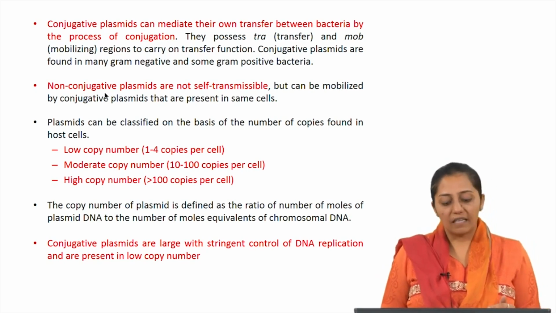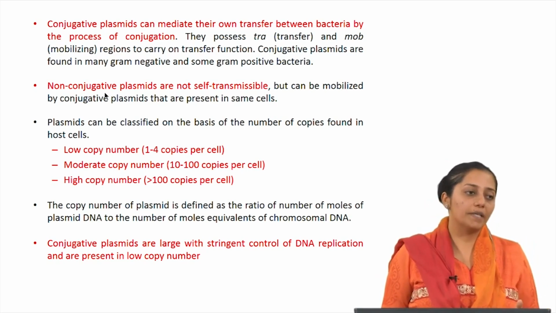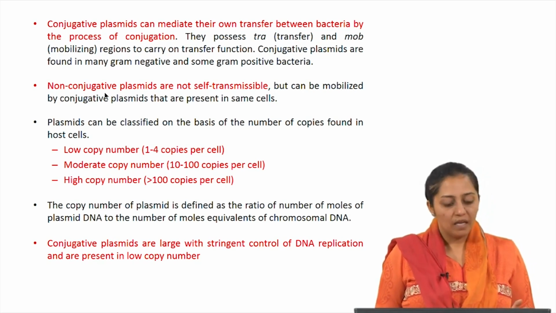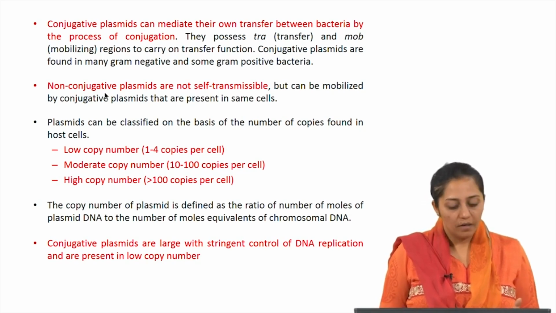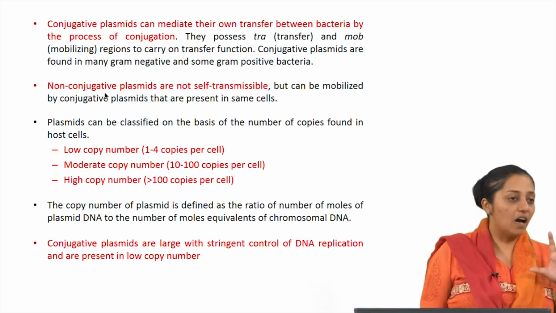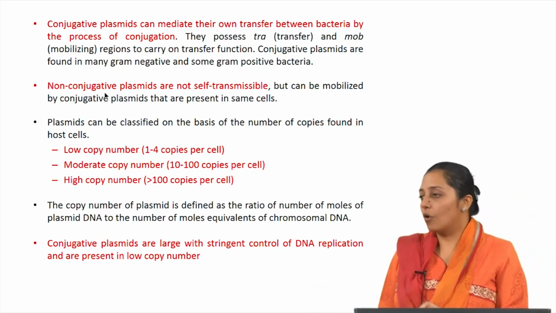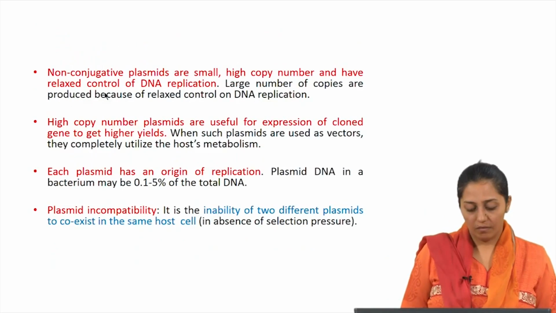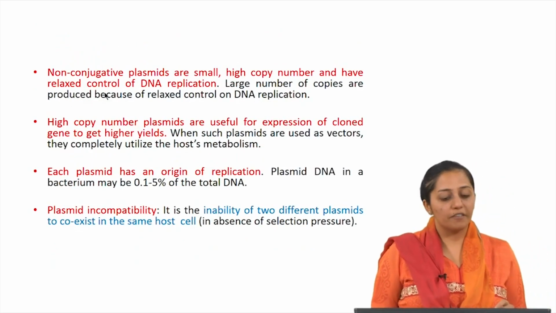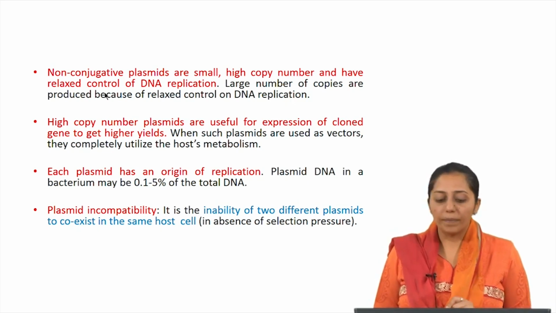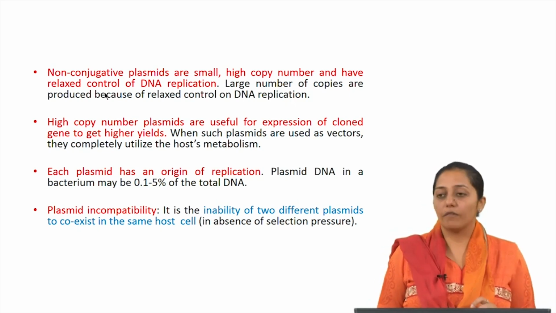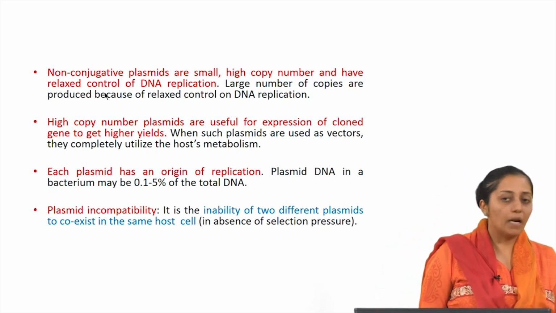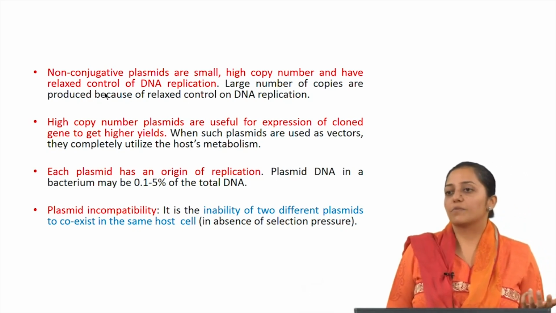Now, plasmids can also be classified in terms of low and high copy numbers. Low copy number is nearly 1 to 4 copies. High copy number is greater than 100. So, conjugative plasmids are large, with stringent control of DNA replication, and are present in low copy numbers. Non-conjugative plasmids are small, high copy number, and have relaxed control of DNA replication. So, if suppose you are working for cloning, multiplication, what kind of plasmid will you prefer?